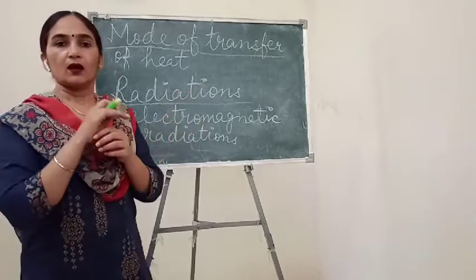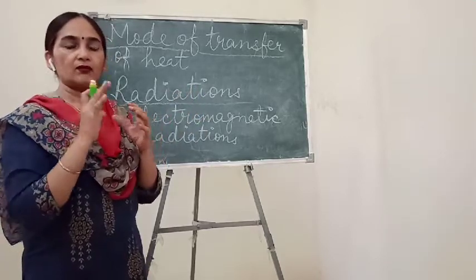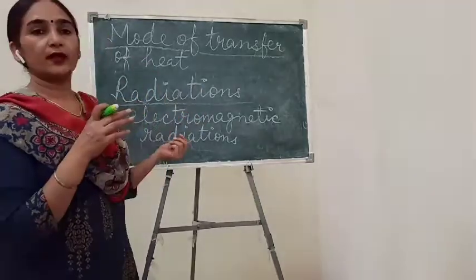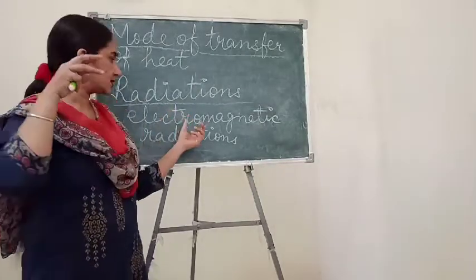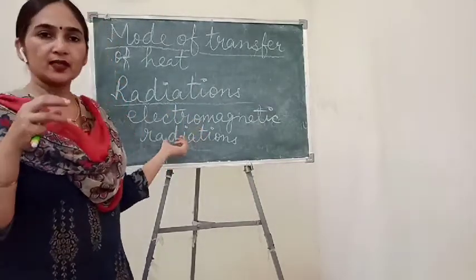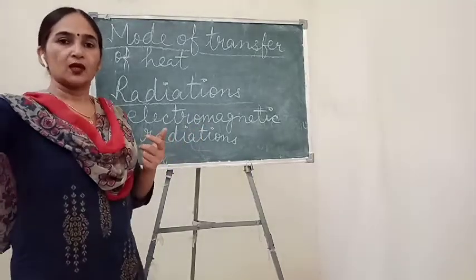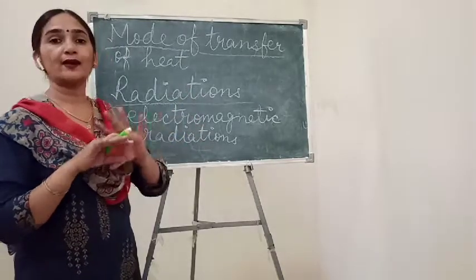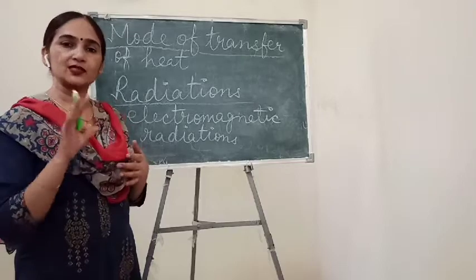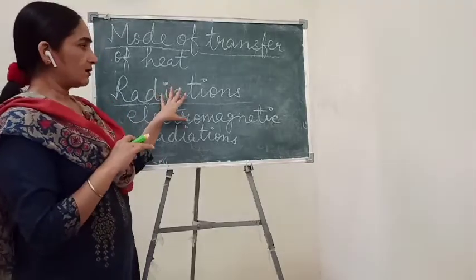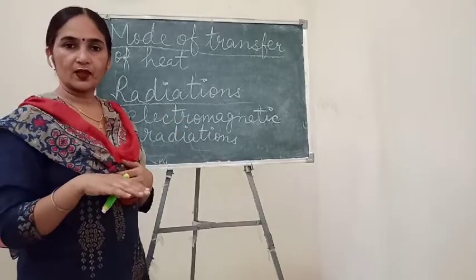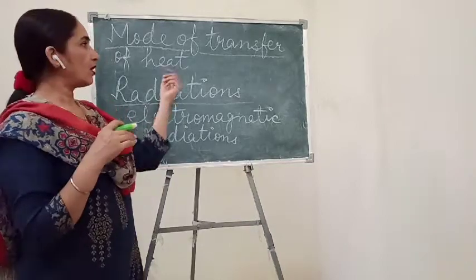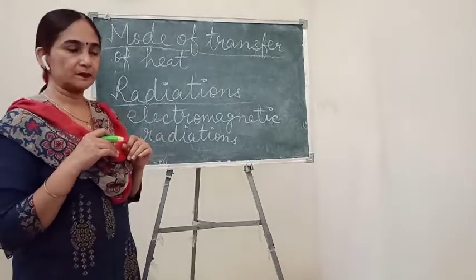Radiation can transfer heat in a vacuum also, meaning where there is no air, they can still work, because these electromagnetic rays or radiations come from the sun and reach our earth through the vacuum. They don't require any kind of medium to transfer heat. They transfer their heat directly. Understand? So these are the different modes or methods of transfer of heat.